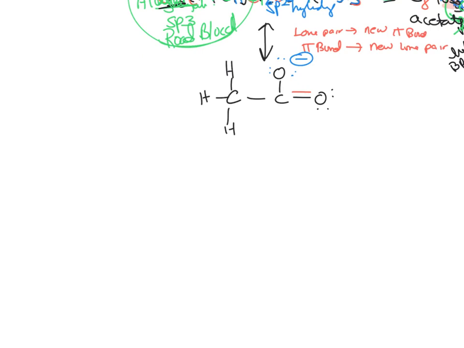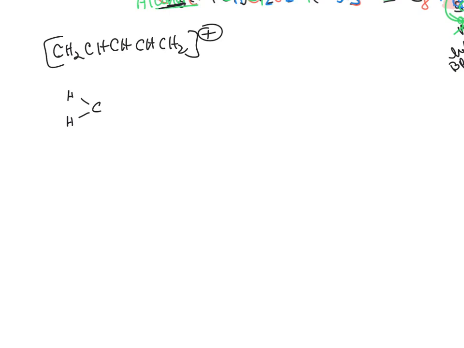Okay, a cation example would be, let's do this, CH2, CH, CH, CH, CH2, positive. Okay, so let's draw this Lewis structure. We'll start with this carbon, and it has two hydrogens, and then it's bonded to this carbon. This carbon has one hydrogen. It's bonded to this carbon. This carbon has one hydrogen. It's bonded to this carbon, which has one hydrogen. And then it's bonded to this carbon, which has two hydrogens.